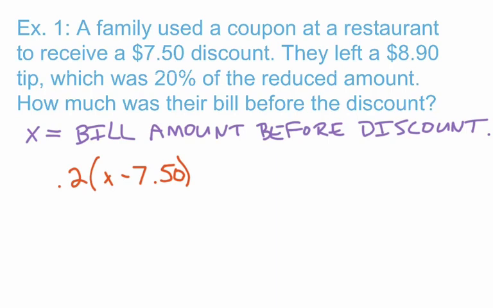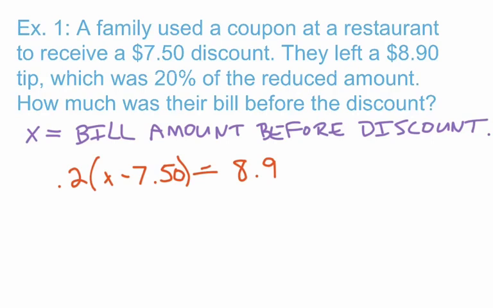Now that 20% of the reduced amount is going to be equal to $8.90. So 20% of the reduced amount is equal to $8.90. We know in dealing with our decimals that if we have a 0 as the last number of our decimal, we don't really need that 0. So 0.2 times the quantity x minus 7.50 is going to be equal to 8.9.